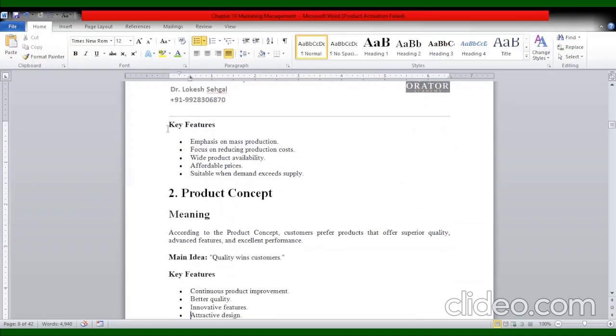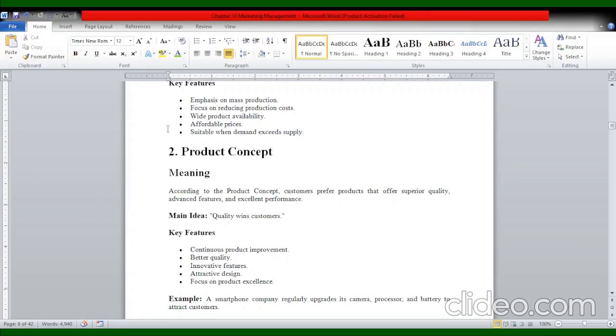Next, we follow the product concept. According to the product concept, customers prefer products that offer superior qualities, right? The production concept was only confined to producing more and more units at less cost. The product concept focuses on adding superior quality to the product, advancing features, or excellent performance of the product and services.